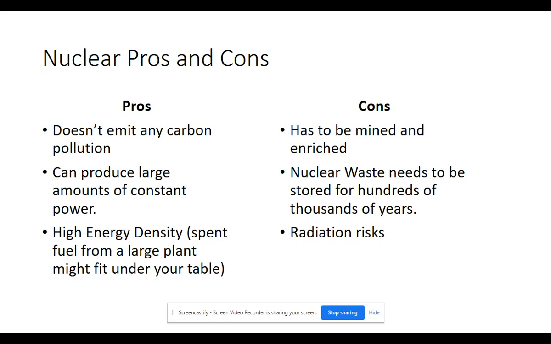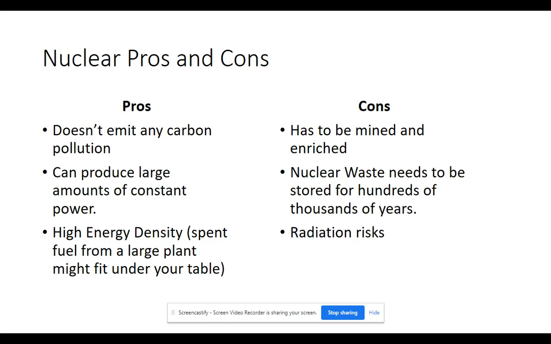It has a high energy density, meaning that it doesn't actually require that much material to run a nuclear generator. So an example would be that a fairly large power plant would create enough nuclear waste that would maybe fit under your dining room table. Volume wise, it's just not that much space.